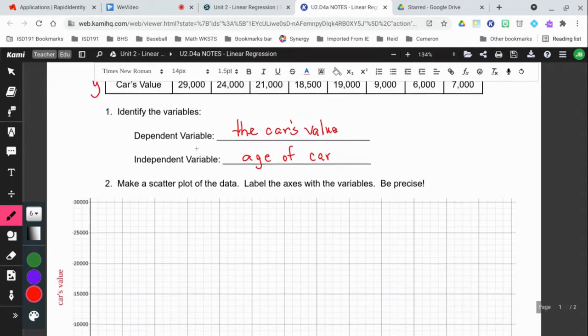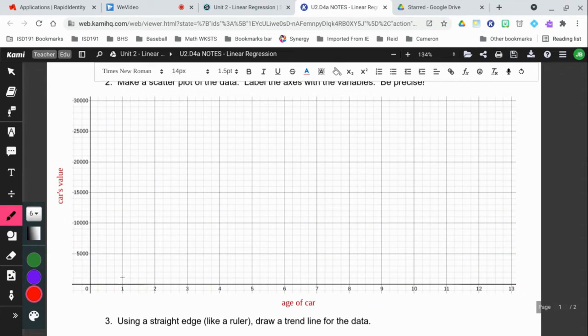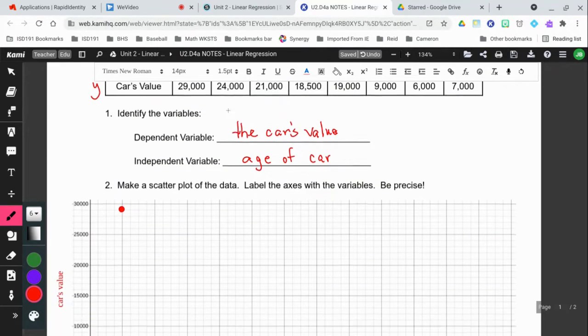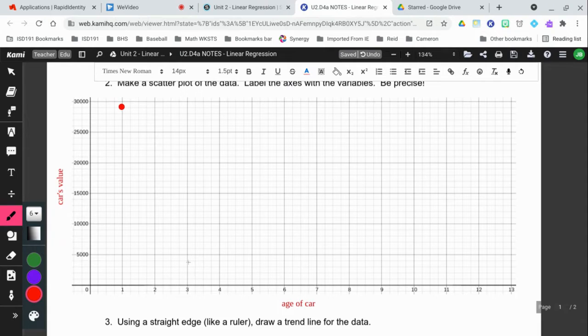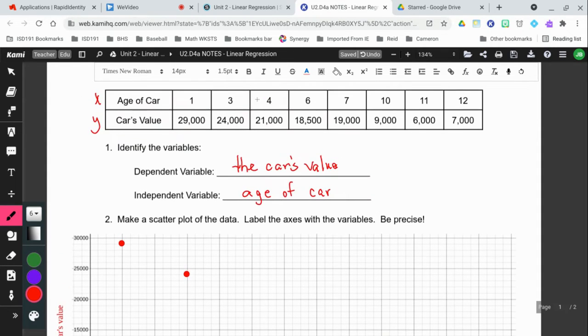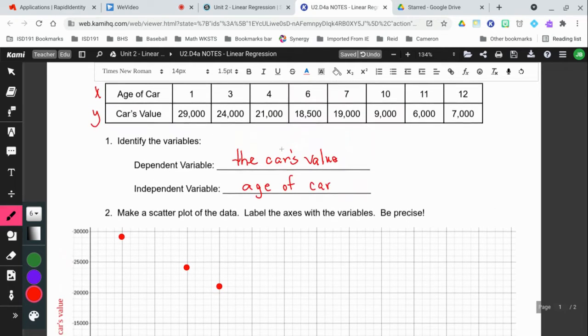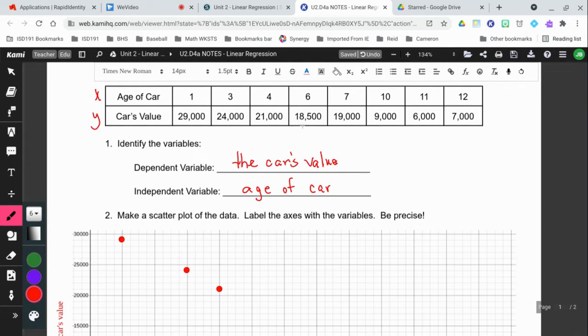A 1-year-old car was $29,000 right there. A 3-year-old car was $24,000. I know this 24,000 is just below 25,000, counting by 1,000 for each. A 4-year-old car is $21,000. 21,000 right there. And then I had a 6-year-old car was 18,500.